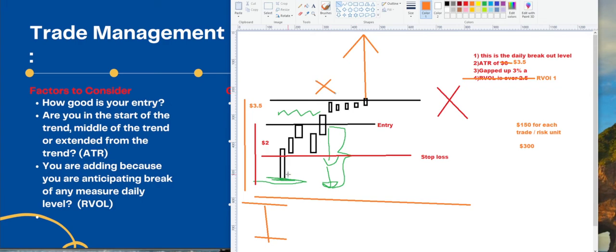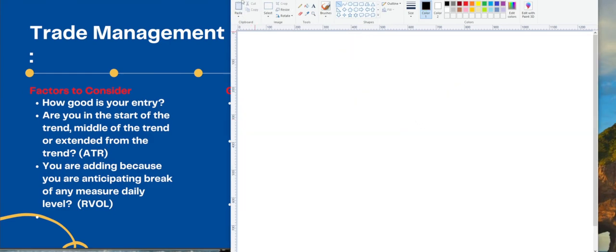So in this scenario, only changing these two factors, I would not add. Now let's take one more example. In this example, let's say that here is the candle. Okay, the stock moves down. This is a gap up stock again. I'm taking a long example.